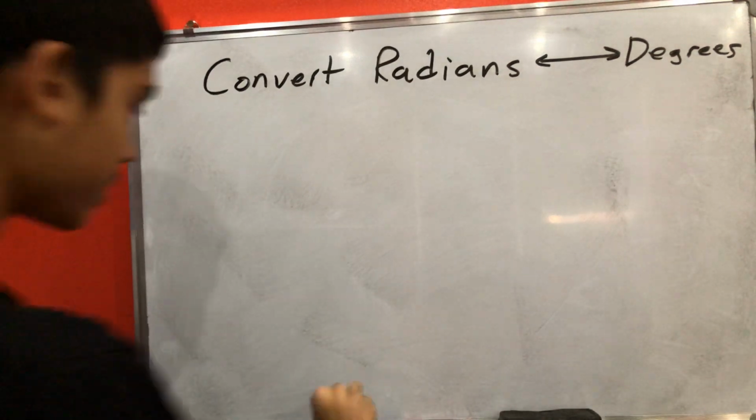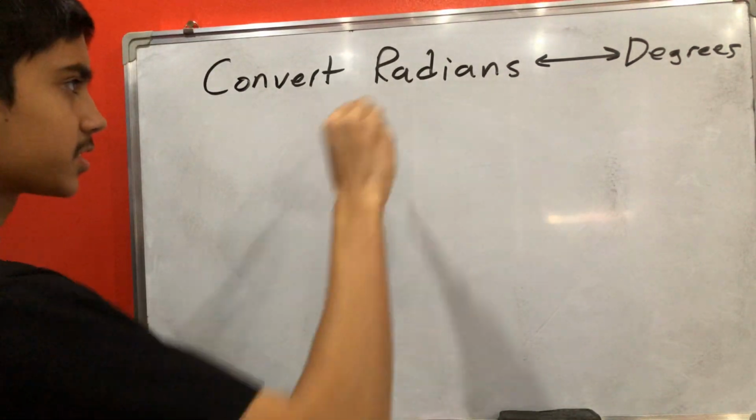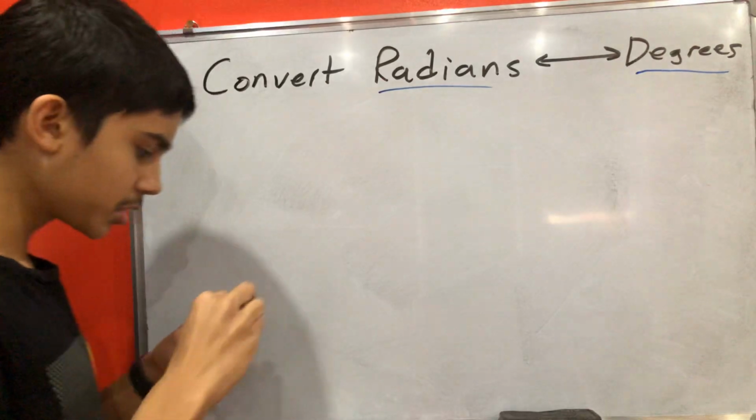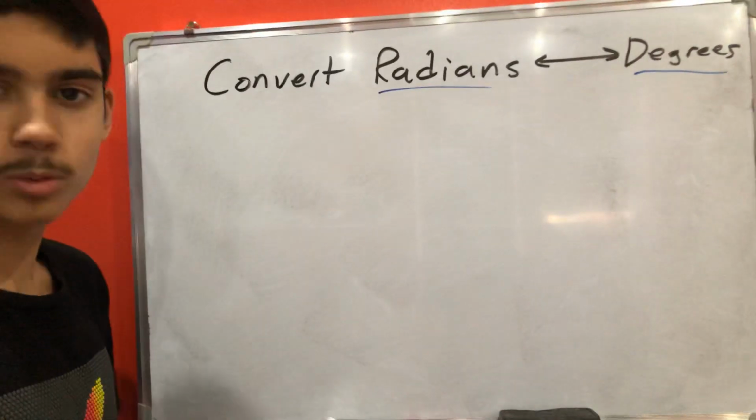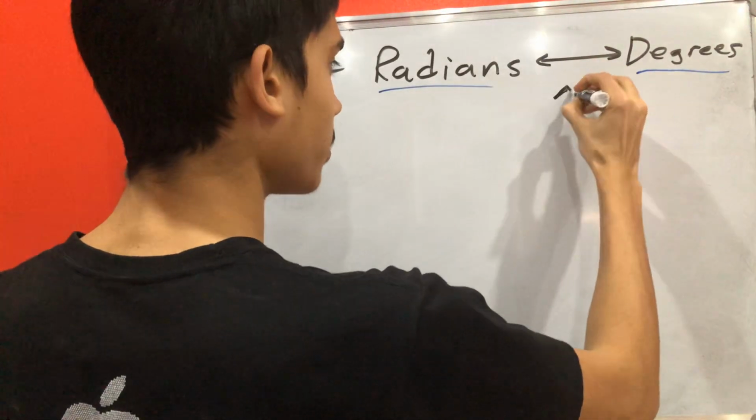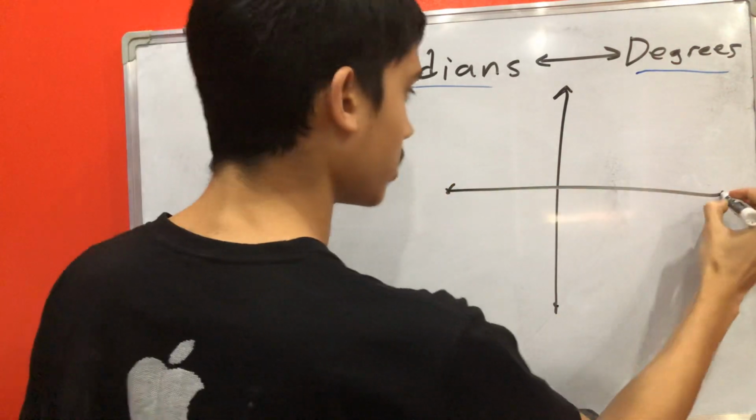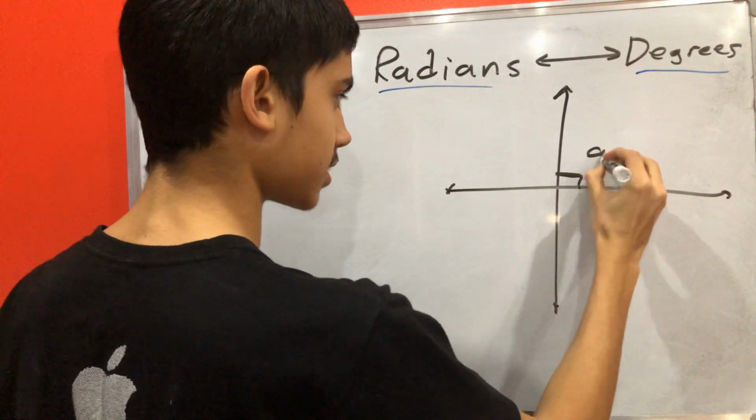So let's see how we can convert radians to degrees. There's just one thing we need to understand, and then we can do all of these calculations. You know how we have a plane, right? On the plane, this is 90 degrees.